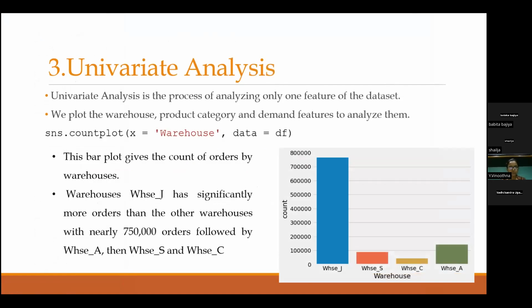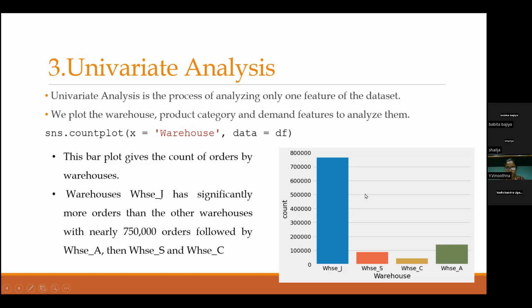Now the next step in this task is univariate analysis. So we can perform some analysis on the features from the columns that we have in the data set. Univariate analysis means the process of analyzing only one feature of the data set. It can be performed by plotting bar graphs. So here I have plotted bar graphs for the columns warehouse, category, and demand, using Seaborn's count plot function. First, the bar plot for the warehouse column.